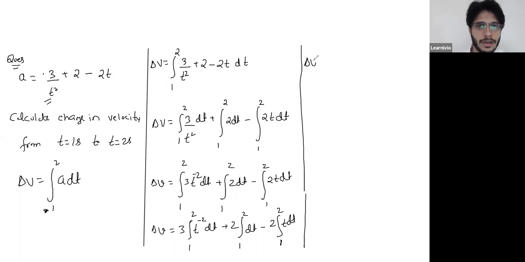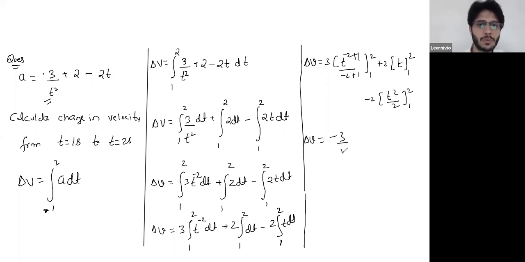The next is delta V. You can take 3 outside. This is t to the power minus 2, so this could be written as t to the power minus 2 plus 1 by minus 2 plus 1, and the limit is from 1 to 2. Plus 2 outside, integral of dt is t, limit is from 1 to 2. Minus 2 outside, integral of t is t square by 2, limit is from 1 to 2. So delta V is minus 3 by 1, minus 2 plus 1 is minus 1, t to the power minus 1, plus 2, limit is from 1 to 2. So this 2 will cancel this 2, got a negative sign, minus 1, it's t square, 1 to 2.